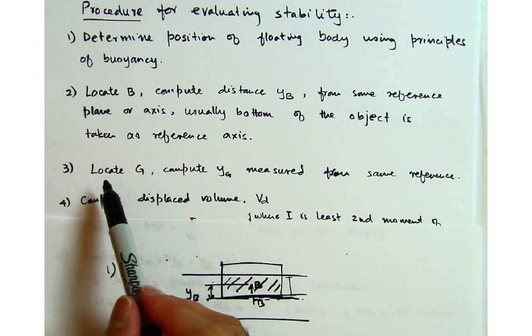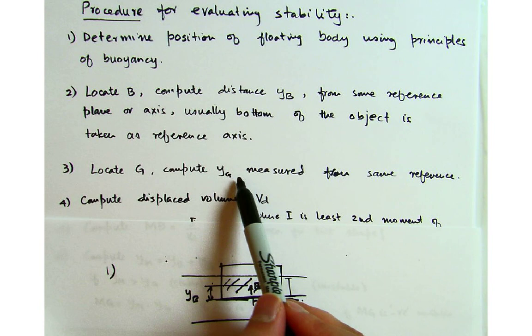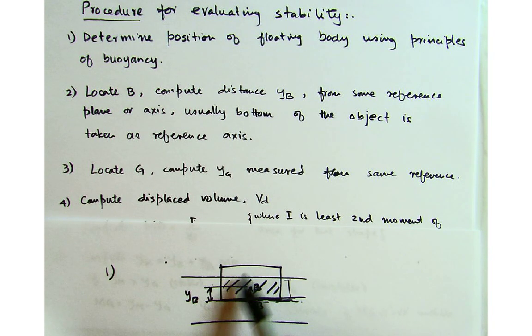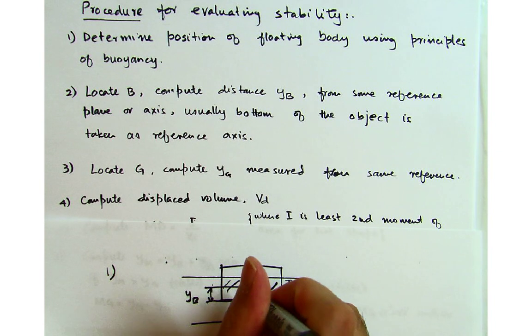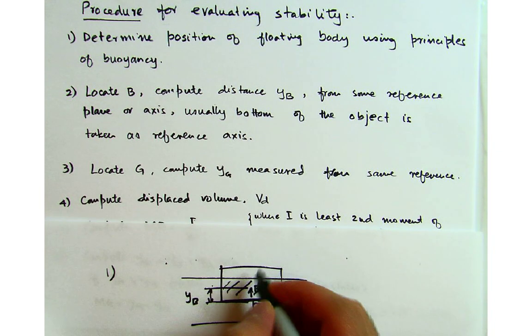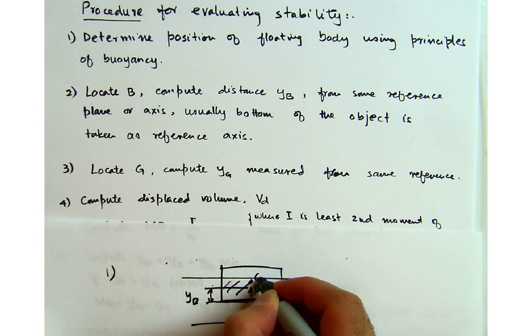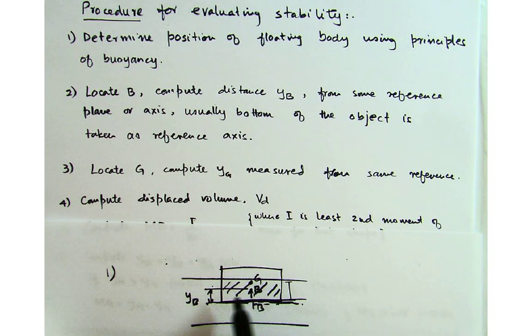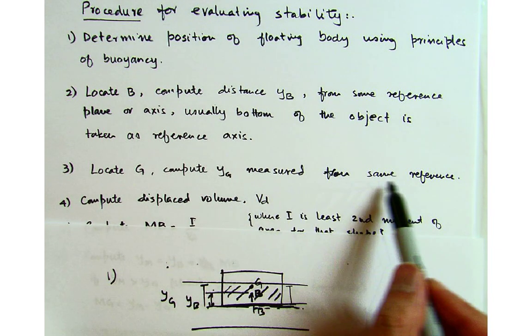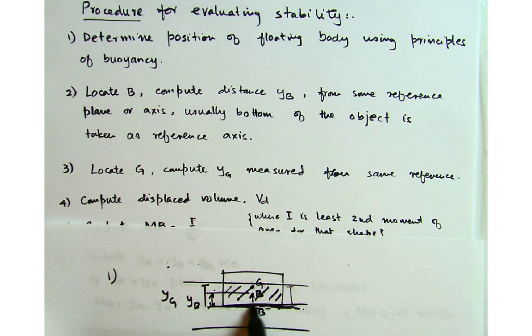And then I have to locate G, compute YG measured from the same reference. In that case, I need to know the weight of this object and exactly where that weight is acting, and where that weight acts will be the point G. So that point is G, somewhere over here, and that distance is YG, taken from the same reference line. I have to make sure the same reference line is used to compute YB and YG.